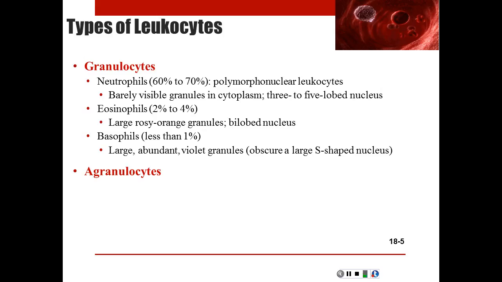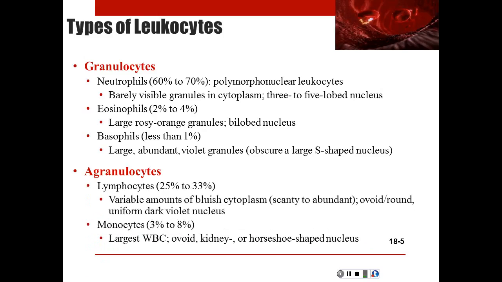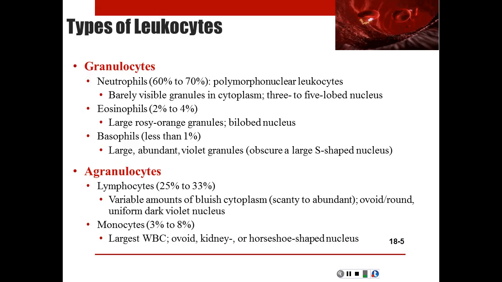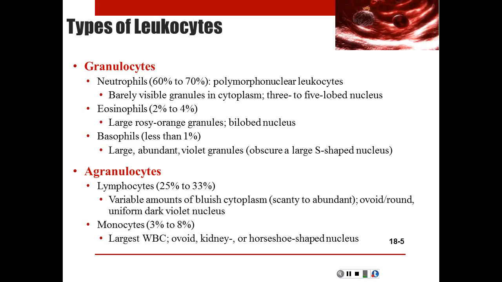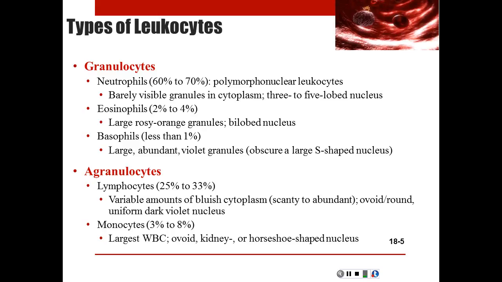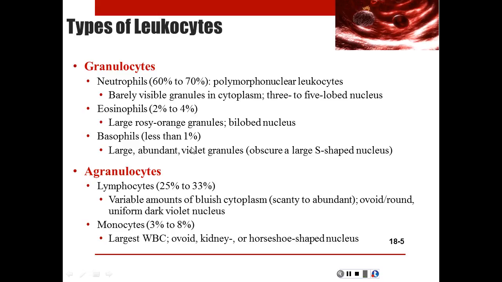Then we have the agranulocytes. There are 2 underneath that category: the lymphocytes and the monocytes. The lymphocytes have variable amounts of bluish cytoplasm. They're oval or might be a round shape, with a uniform dark violet nucleus. The monocytes are the largest white blood cells. They are usually oval shaped, with maybe a kidney-shaped or horseshoe-shaped nucleus.